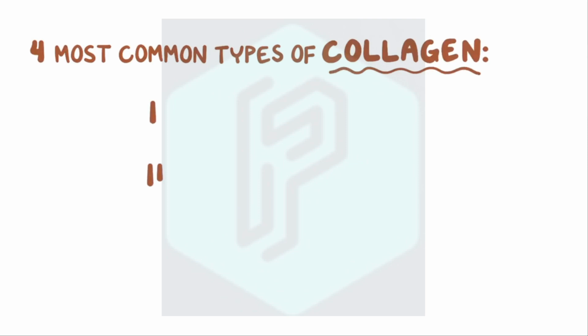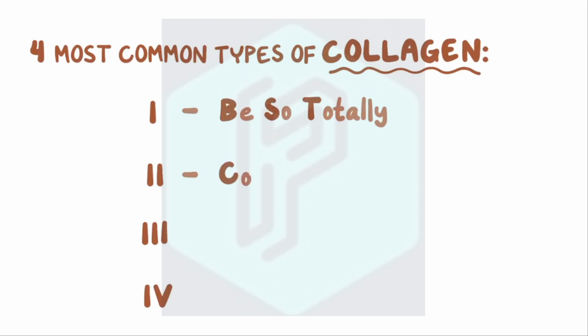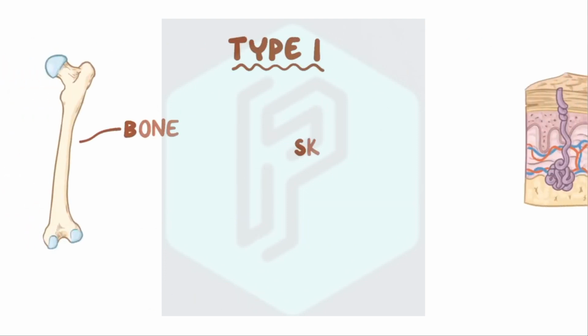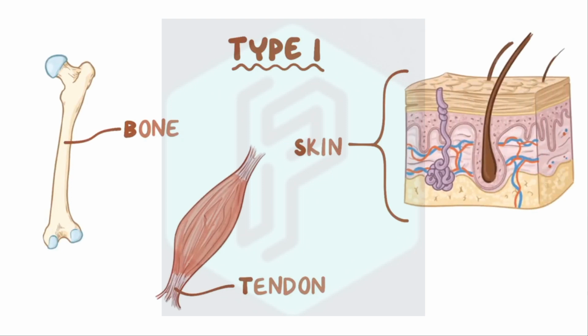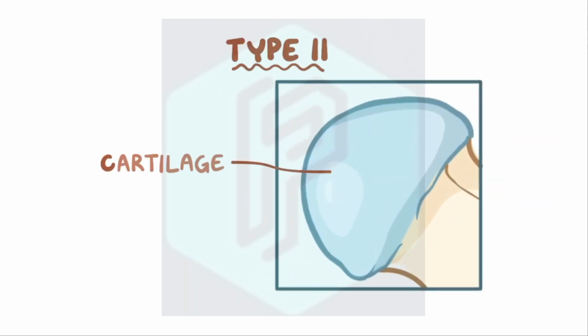The four most common types of collagen are 1, 2, 3, and 4, and you can use the mnemonic "Be so totally cool, read books, bro," to help you remember where each type of collagen is located in the body. So, type 1 is found in the bone, skin, and tendons. Type 2 is in our cool cartilage.